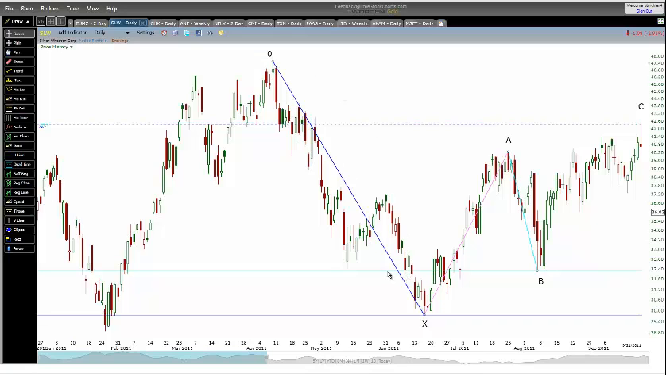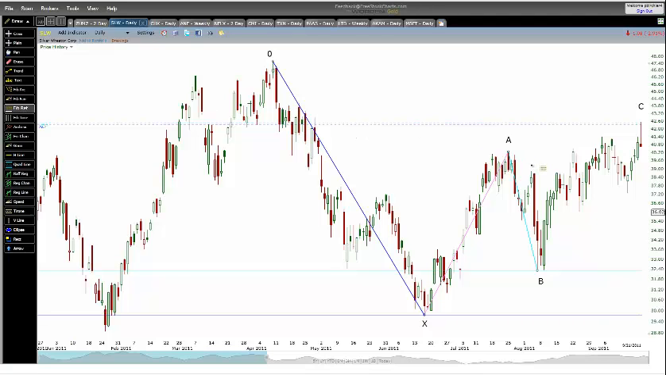Now, the third layer of Fibonacci resistance we're going to look at is what is called a projection. So if you look at this move here from A to X, what we're going to do is look at how the B to C move relates in size to the X to A move. And there are a few common ratios by which those portions of the pattern typically relate. They can range from 0.786 to 1.272 most frequently.